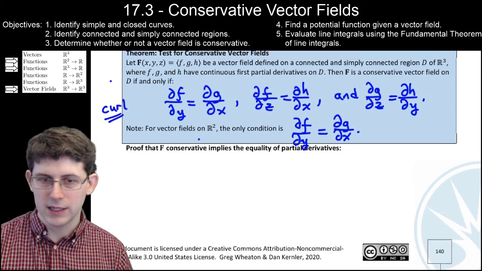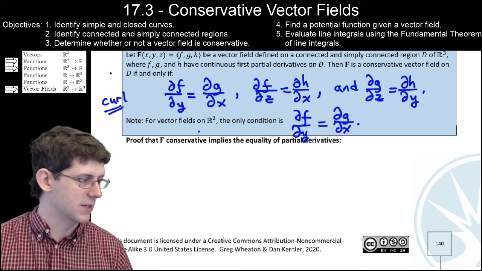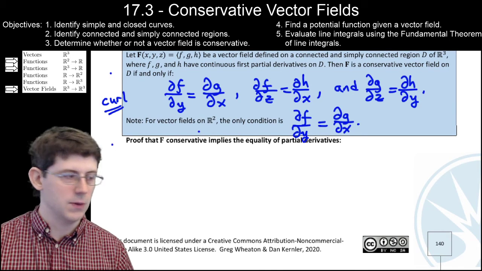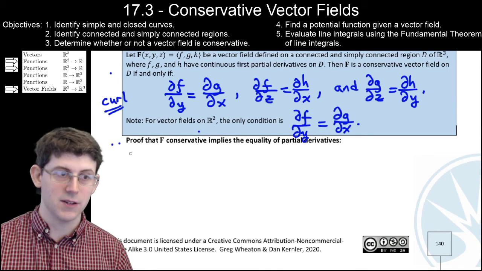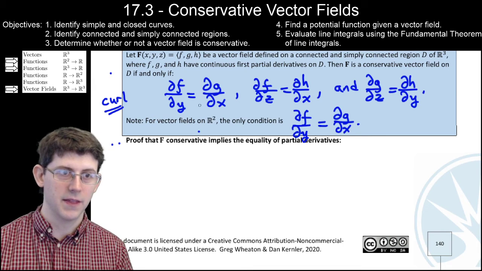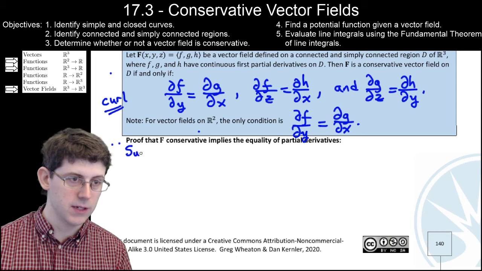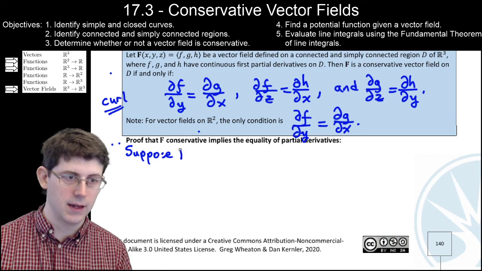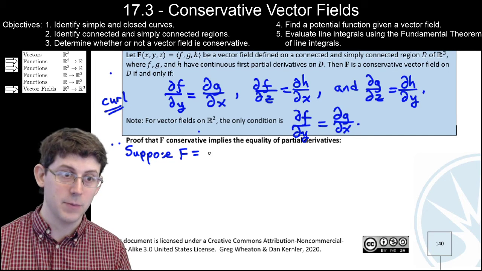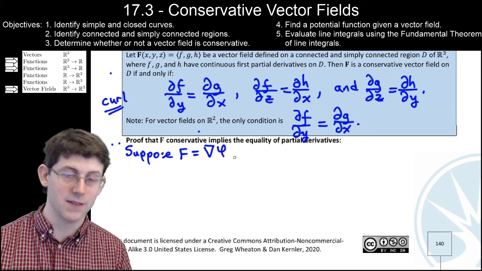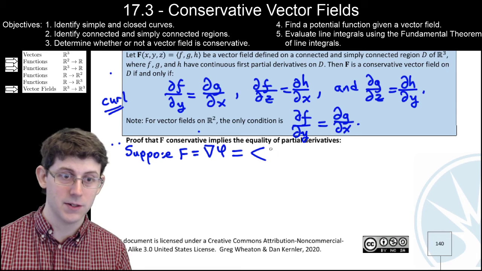Okay, so let's prove at least part of the theorem. First we want to say if F is conservative, then all these facts are true. And that's not too hard to see. So suppose F is conservative. F being conservative means that it's the gradient of this function. And that means that it comes from the partial derivatives of this function.